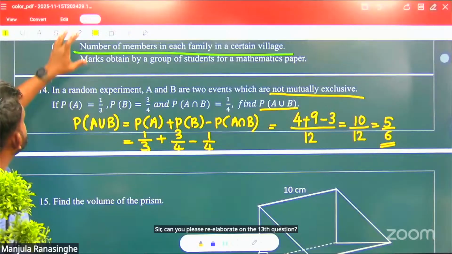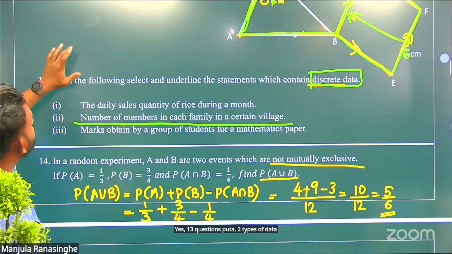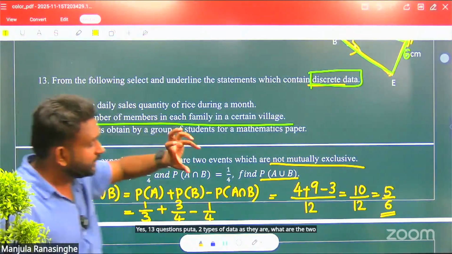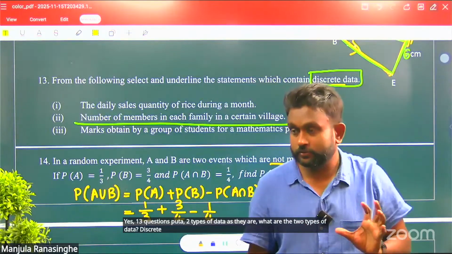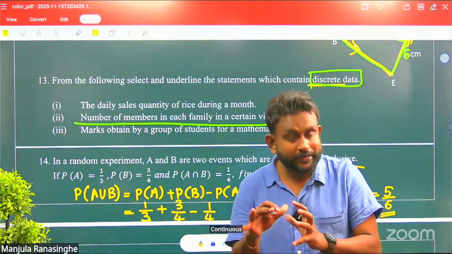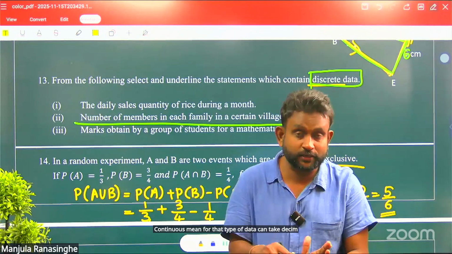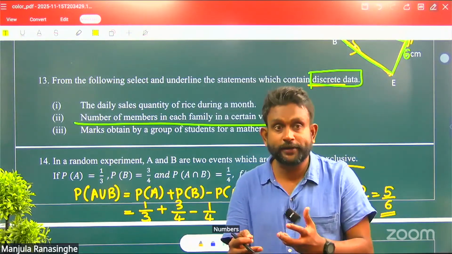Sir, can you please re-elaborate on the 13th question? Yes, 13th question. There are two types of data. What are the two types of data? Discrete and continuous data. Continuous means that type of data can take decimals and fractional numbers, not only whole numbers.